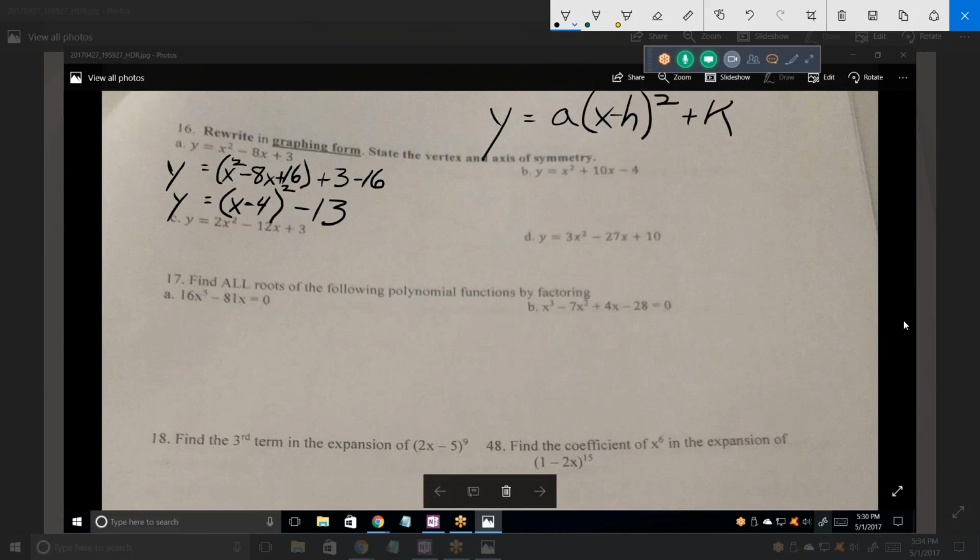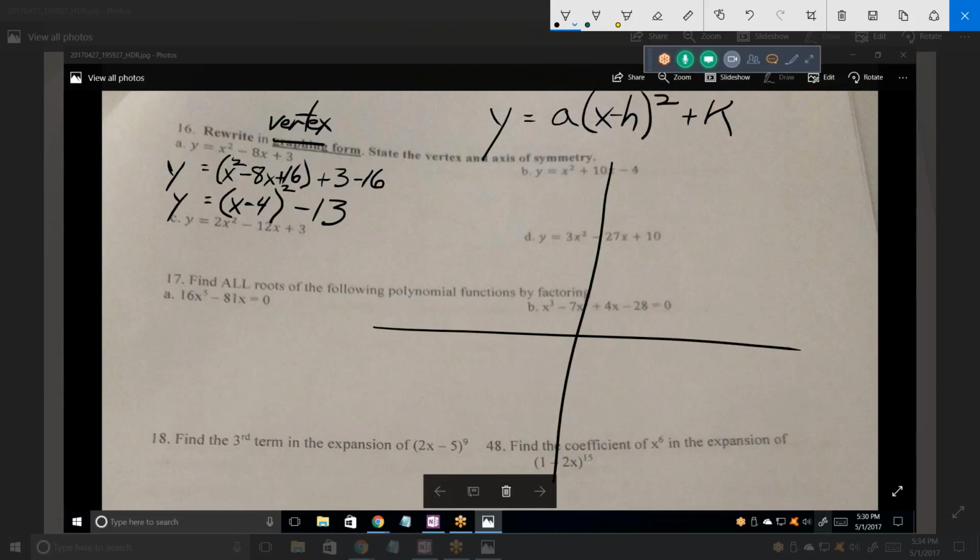I don't like the fact they said graphing form, because there's 3 different forms you could put it in that would let somebody graph it. What they really meant was vertex form. Because when it's in vertex form, then it's really easy to graph. Tell me how to graph that. Where do I start? The vertex, which is 4, negative 13.